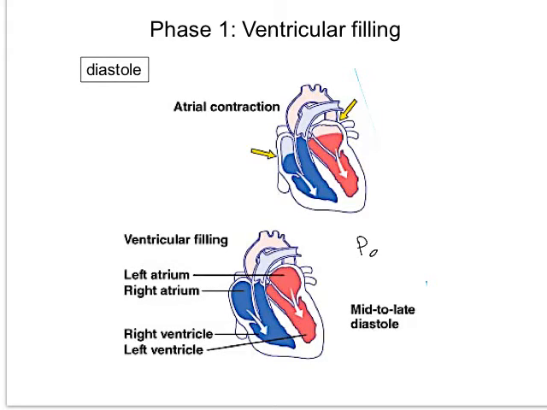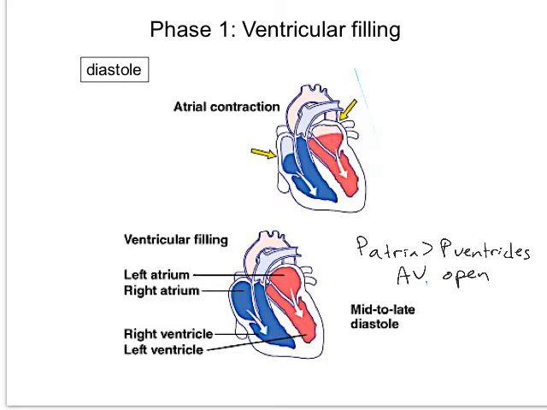Let me write that down. So the pressure in the atria is greater than the pressure in the ventricles, which means that the AV valves are open. Okay, so that means that as blood comes into the atria, it also will flow passively into the ventricles. So that's what's going on in the bottom picture.